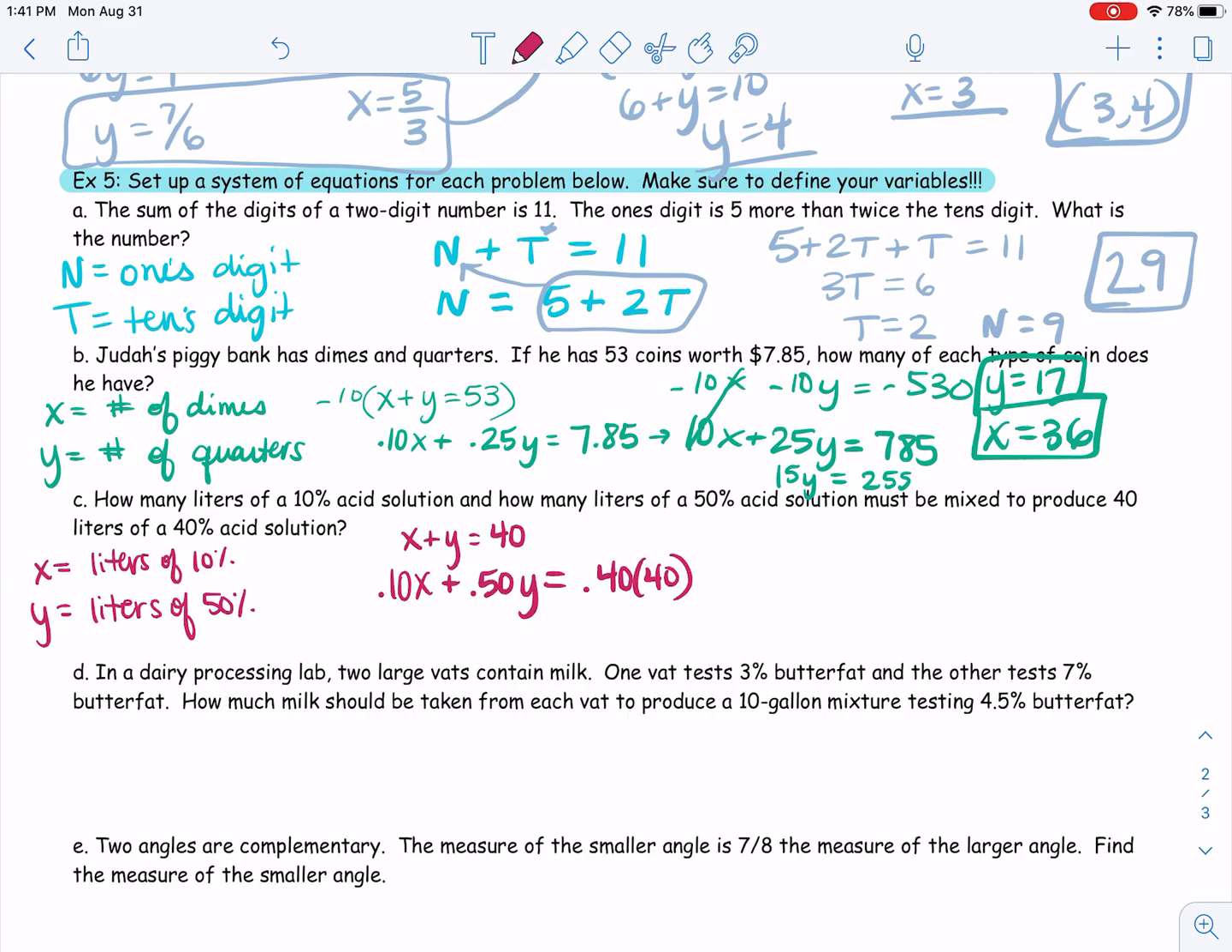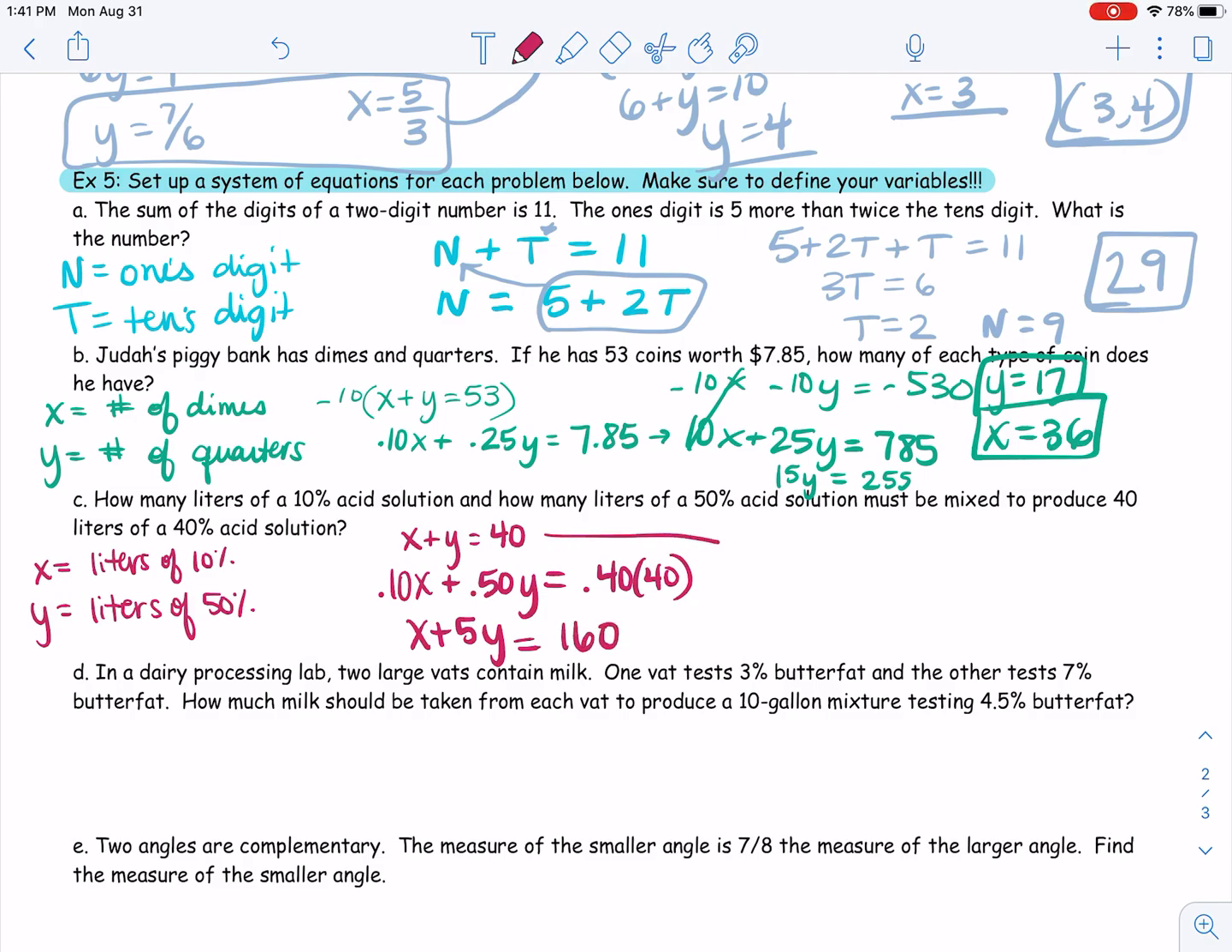Again, I'm going to make my life a little bit easier, and I'm going to multiply that bottom one by 10 this time, so I can get some whole numbers. So actually, let me do this. x plus 5y equals 160.